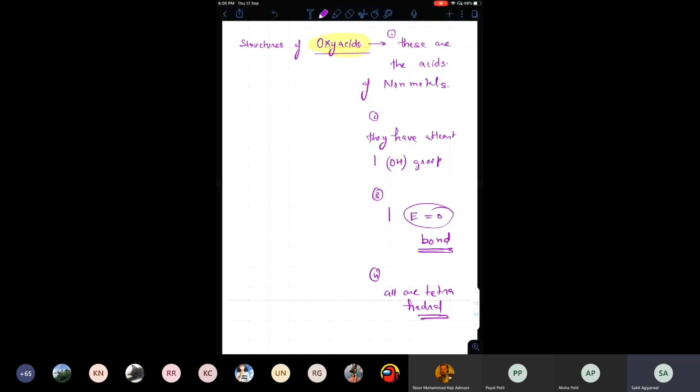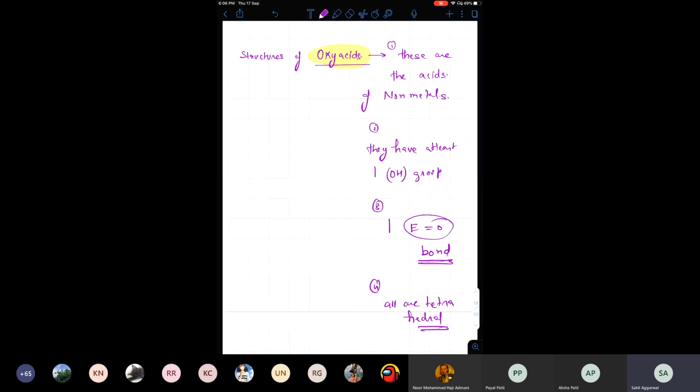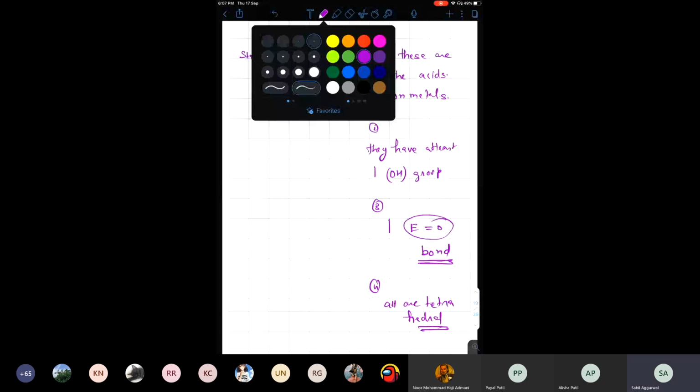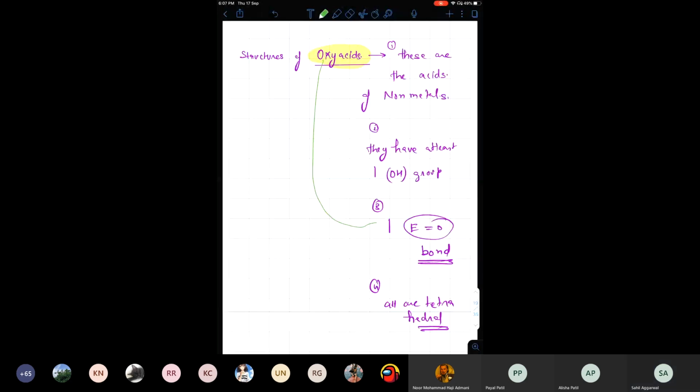There should be at least one double bond O bond. The central atom will be bonded to double bond O. At least one should be there. Because of that, it is called oxo, or oxy, and acid because of this. Oxyacid, oxo acid. Oxo because of double bond O, acid because of at least one OH group.